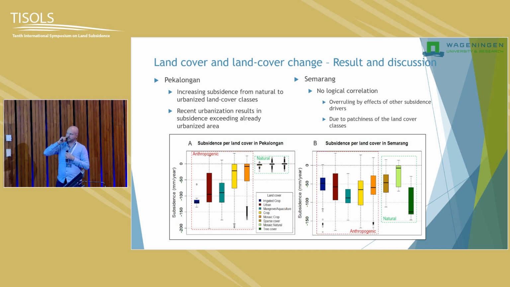For Semarang, actually this is not clear. There's no clear distinction between these land use classes. And what we suspect is happening here is that there's a lot of mixture between, let's say, what is classified as natural land use and what is classified as agriculture, different agricultural classes. And they're very patchy, very close to each other. So basically the hydrological system potentially driving the land subsidence is affecting both classes. So we see a mixed signal.